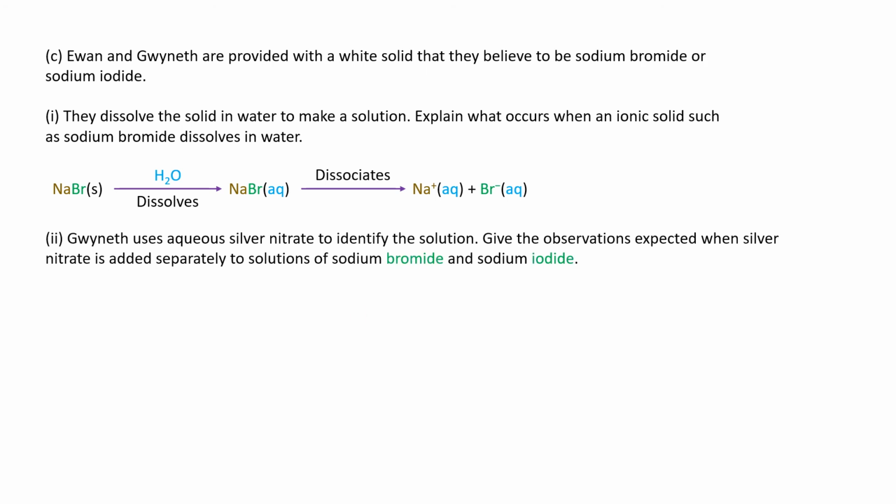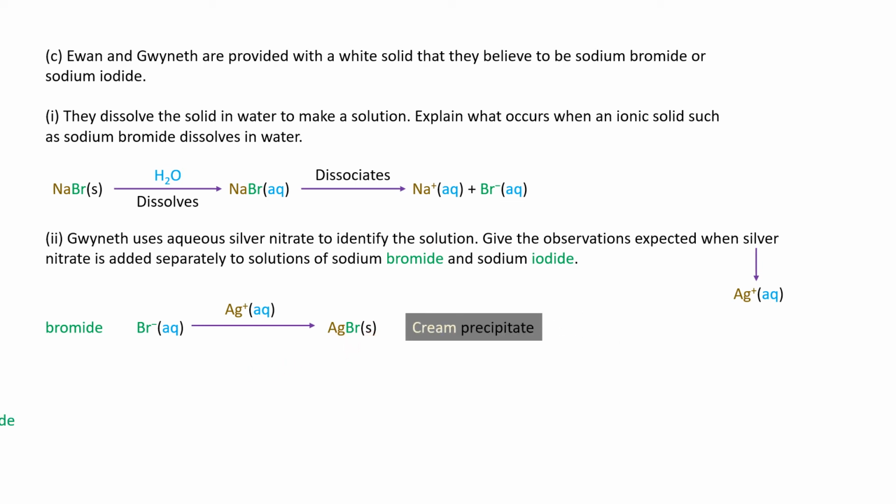So Gwyneth uses aqueous silver nitrate to identify the solution. What observations are expected when silver nitrate is added separately to these solutions? Well, silver nitrate is Ag+, and nitrate is a spectator ion, so it's how the silver behaves with the anions. If you've got bromide, it reacts with the silver to make the silver bromide precipitate, because if you remember, silver halides are all insoluble, and that is a cream precipitate. Iodide also gives a precipitate with silver ions, silver iodide, which is a nice yellow precipitate.